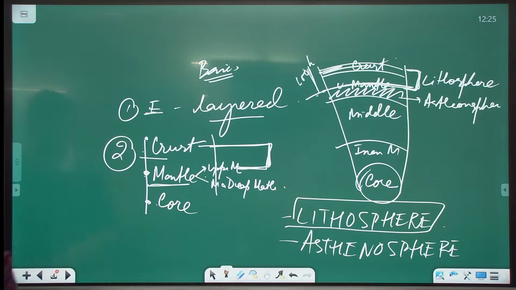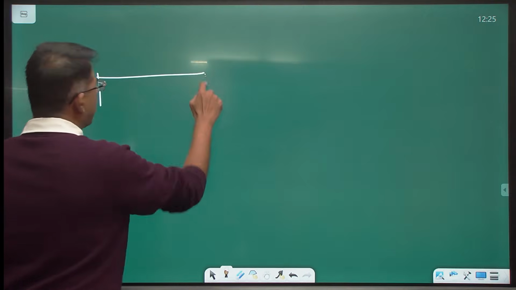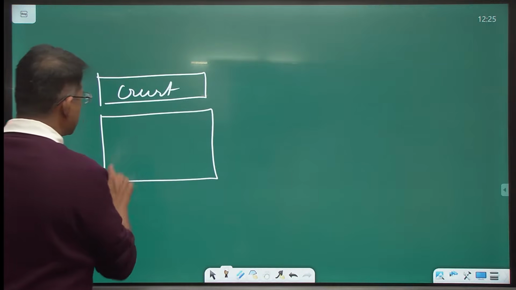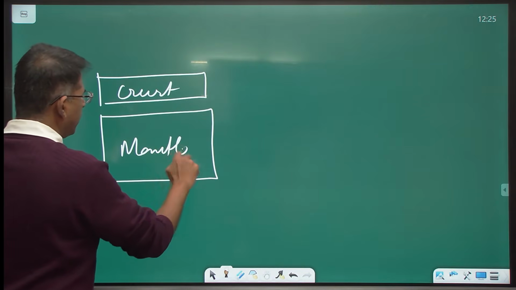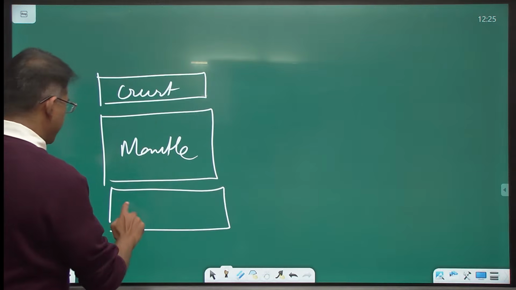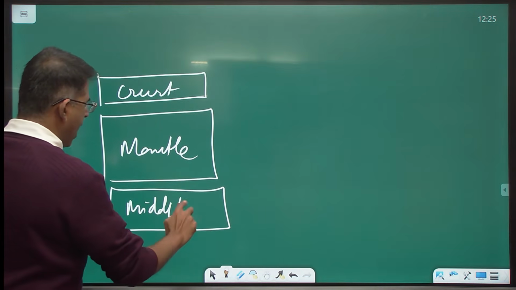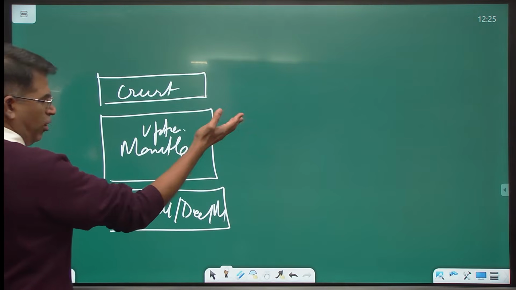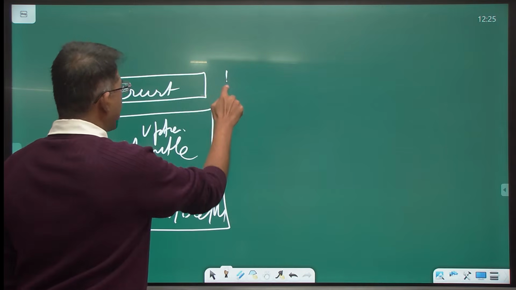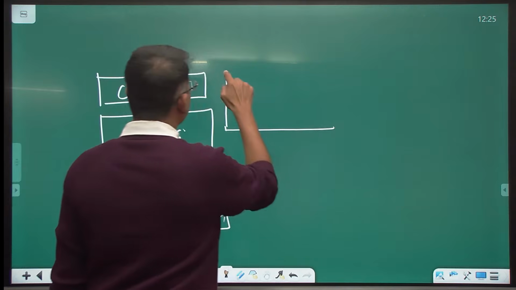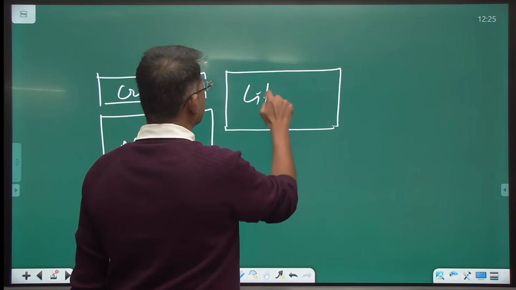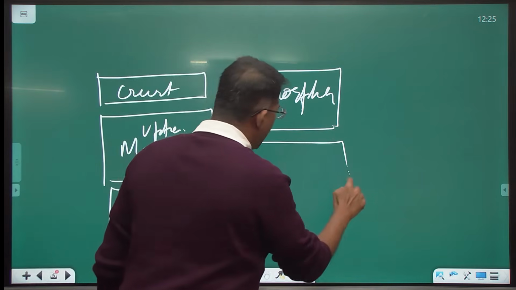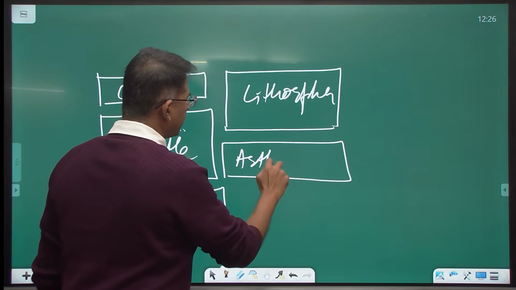ठीक है? So you can either talk about the upper layer as crust. The crust के बाद में there is this layer called mantle, and we have the middle and the deep mantle. ये upper mantle. ऐसे बोल लो, या फिर crust and upper mantle को मिलाकर you can call this layer lithosphere, and the lower part of upper mantle को क्या बोलते हैं हम लोग? Asthenosphere.